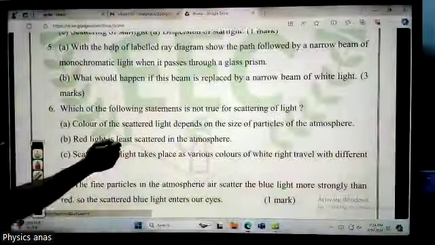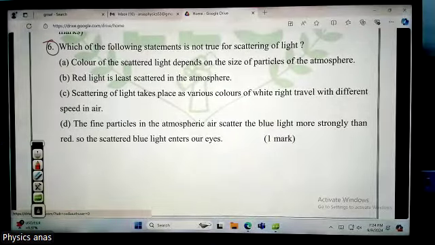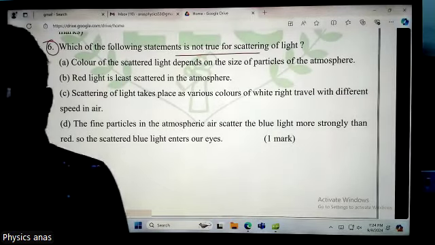Look at the next question, question number 6. Which of the following statements is not true for scattering of light?